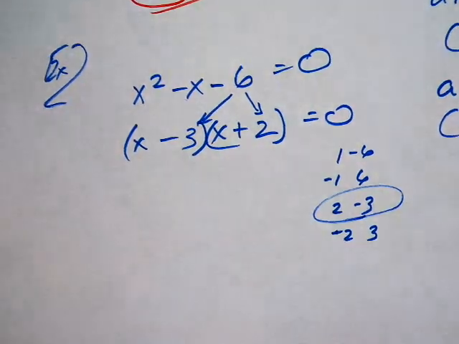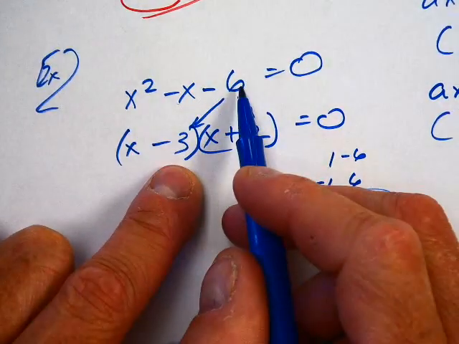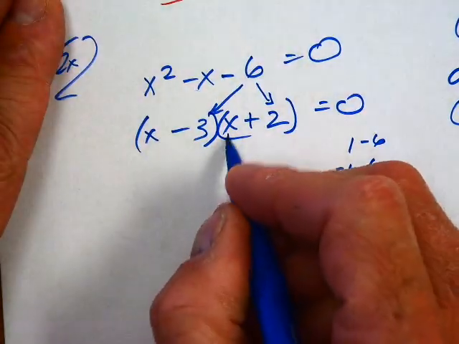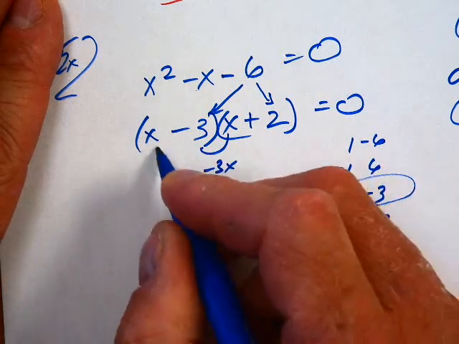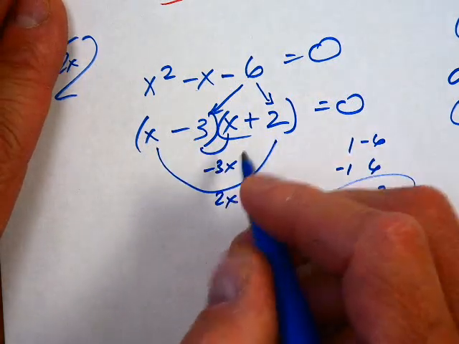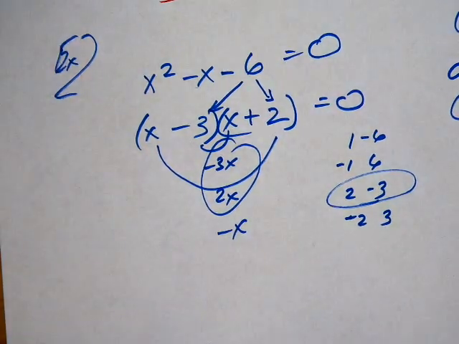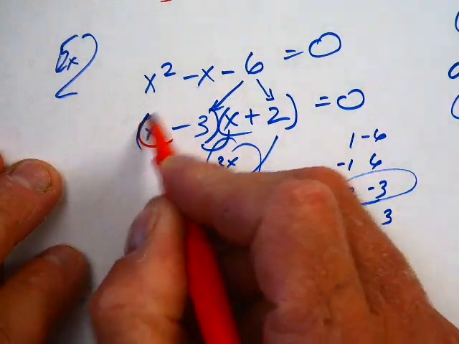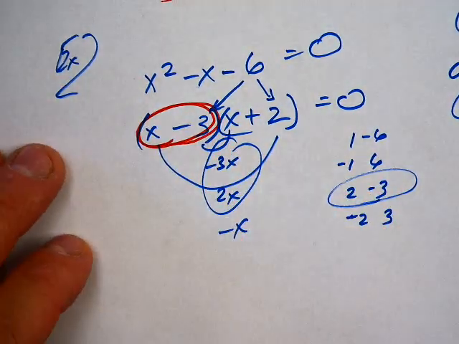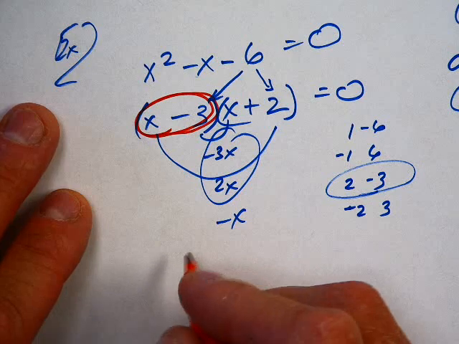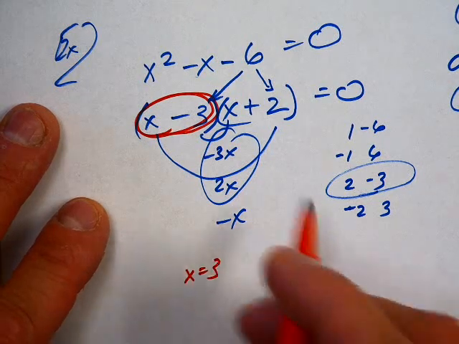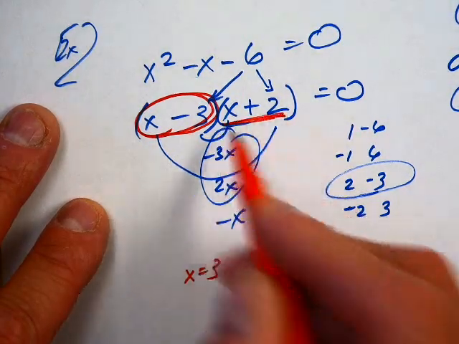X squared, boom. Negative 6, got it. Let's double check my middle term. If I add them together, I get negative x. Good. So what's my solution from this part? 3. I can plug in 3 to make that 0. What about from this part?